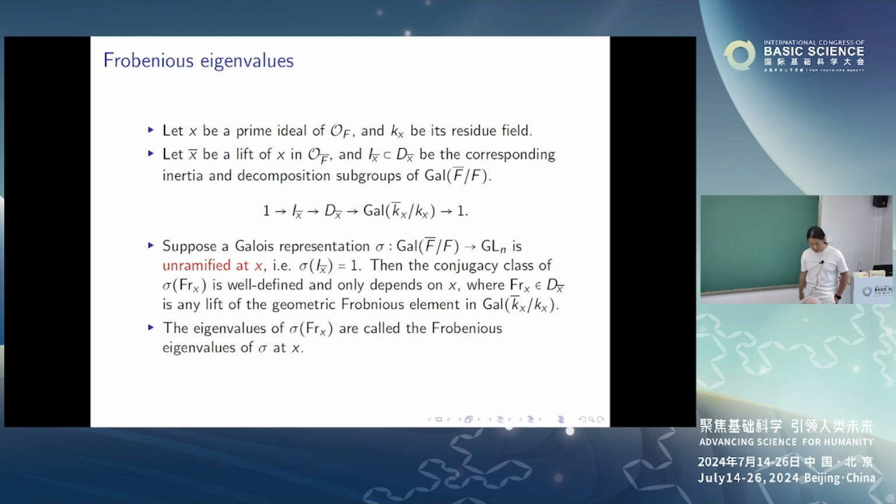Then you can consider the invariants attached to this class. Namely, you can consider all the eigenvalues. These are called Frobenius eigenvalues. There are n of them, and it doesn't matter in which order you put these values. Any questions so far?